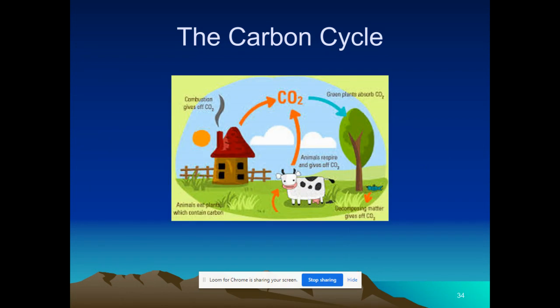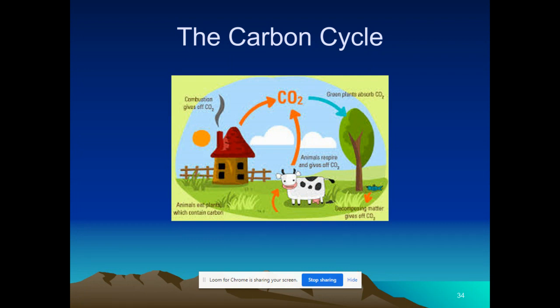Here's an example. You've got the carbon dioxide in the air. It goes into the tree. The tree absorbs that carbon dioxide. And then, of course, animals eat that plant. With decomposing matter, carbon dioxide can go in the air. Also, carbon can get into the ground.